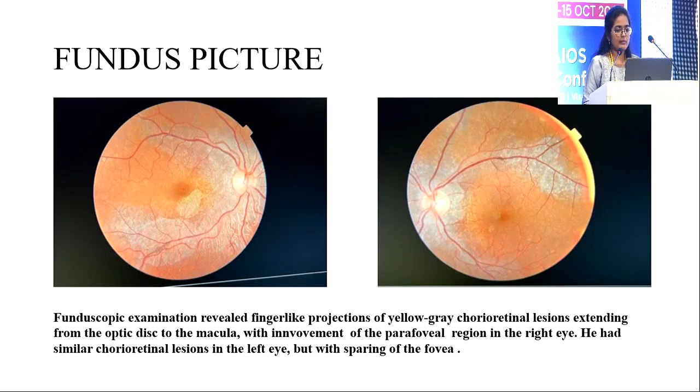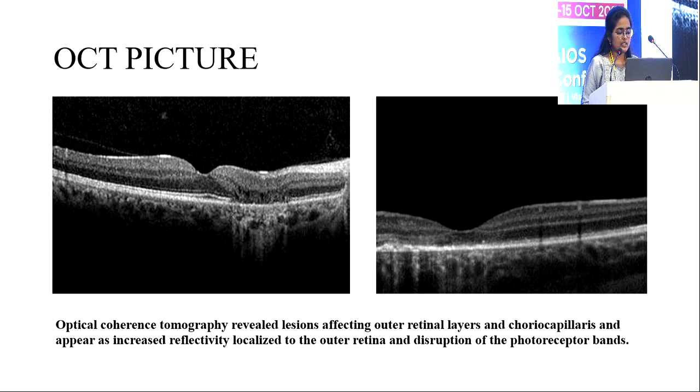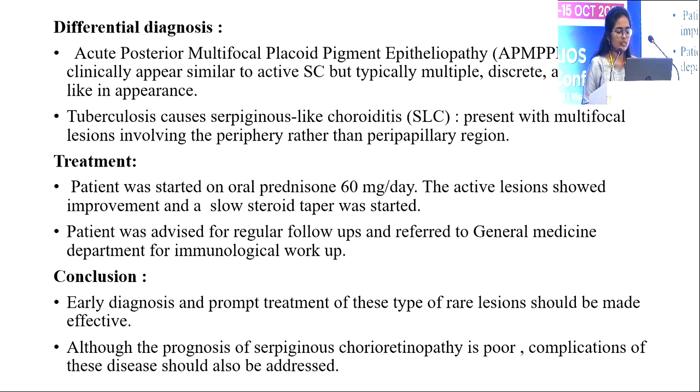Fundus picture. Fundoscopic examination revealed finger-like projections of yellow-gray chorioretinal lesions extending from the optic disc to the macula with involvement of the parafoveal region in the right eye, and similar chorioretinal lesions seen in the left eye, where sparing of the fovea is seen. OCT picture revealed the lesions affecting outer retinal layers and choriocapillaris and appear as increased reflectivity localized to the outer retina, and disruption of photoreceptor bands is seen.